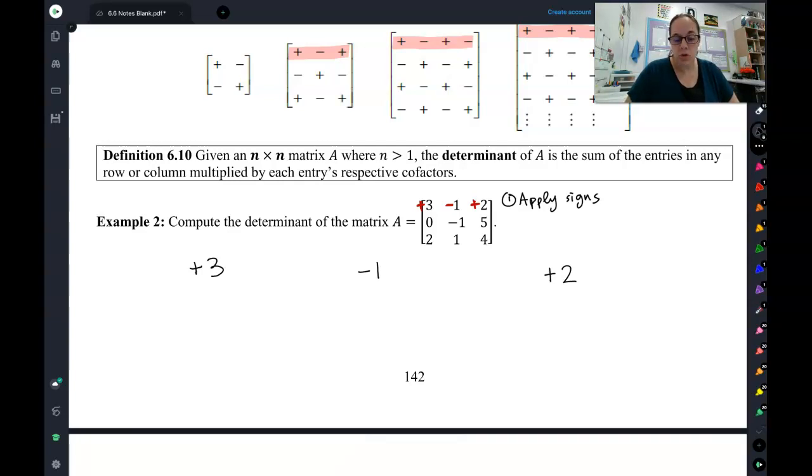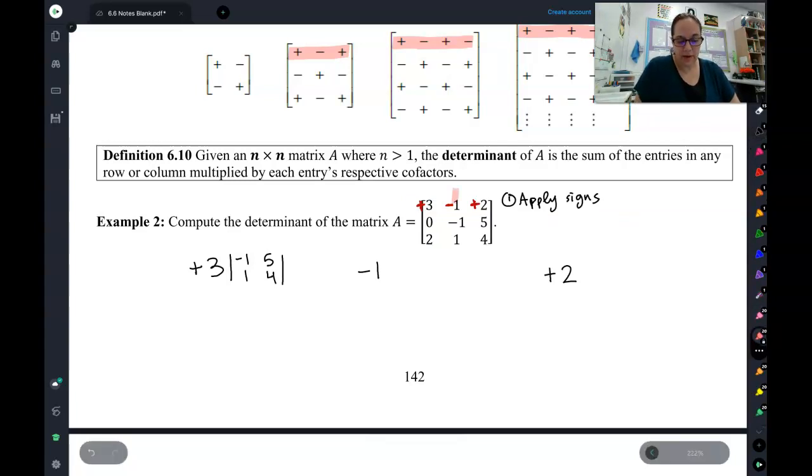Now we're going to focus on the positive 3 first. I'm going to take that positive 3 and pretend to erase the row and column that it is in. Then I'm going to find the determinant of what's left. So negative 1, 5, 1, 4. And that's the positive 3. Now that one's done, so I can move on to the negative 1. Take out the row and column that the negative 1 is in, and we're going to find the determinant of the numbers that are left.